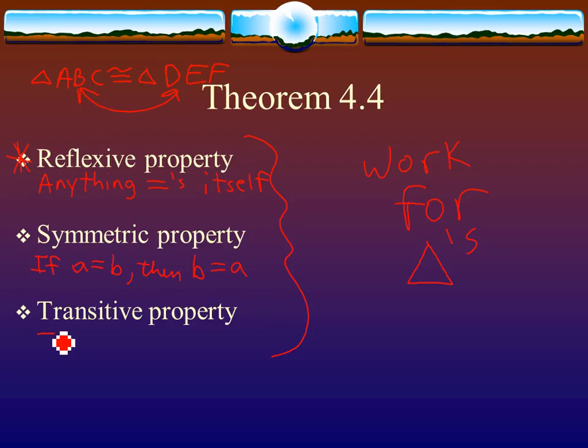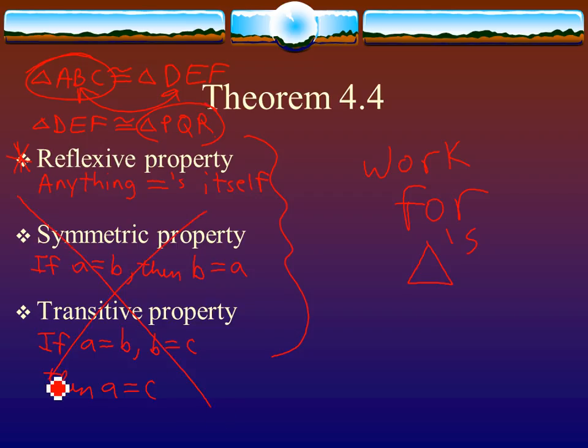Transitive property, anybody remember that? If A equals B and B equals C, then we know A and C have to be equal. So that one would say something like, if these two triangles were congruent, and then we knew triangle DEF was congruent to triangle PQR, what can you tell me about triangle ABC? It's got to be congruent to PQR. That's what the transitive property would tell us. Again, we don't use these two very much when we're dealing with triangles.